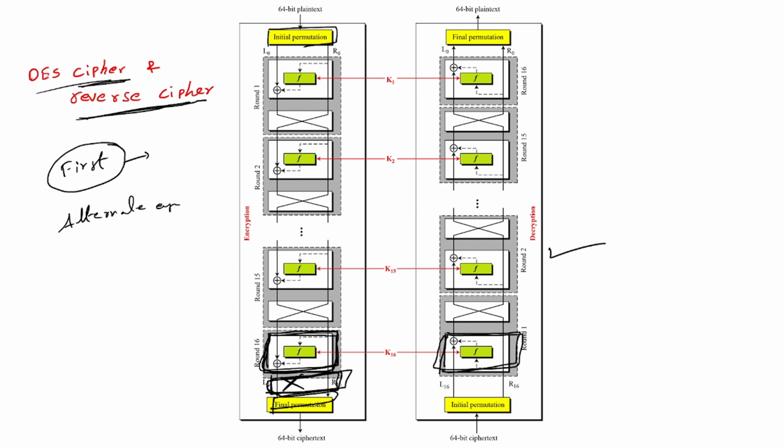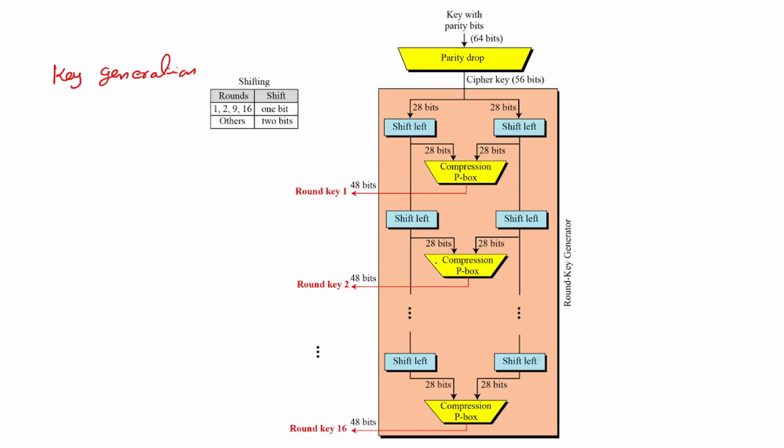Okay, there are two approaches. The first approach, and the alternative approach, which is adding two swappers after round 16. The alternative approach is used to make the 16 round designs the same. This is about the DES cipher and reverse cipher. The most important one is key generation.